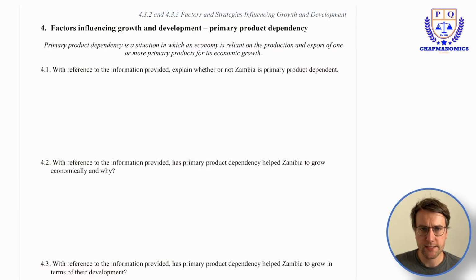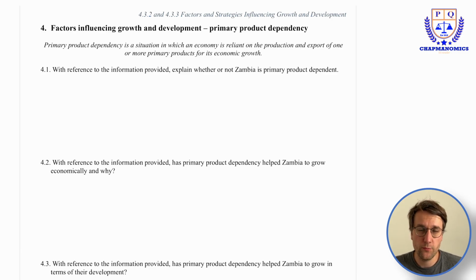So primary product dependency is something that we saw a little bit of in the last video, but we're going to look a bit more at the theory of it right now and see exactly why it constrains economic growth. So primary product dependency is a situation in which an economy is reliant for its economic growth and its economic development on the production and export of one or more primary products.